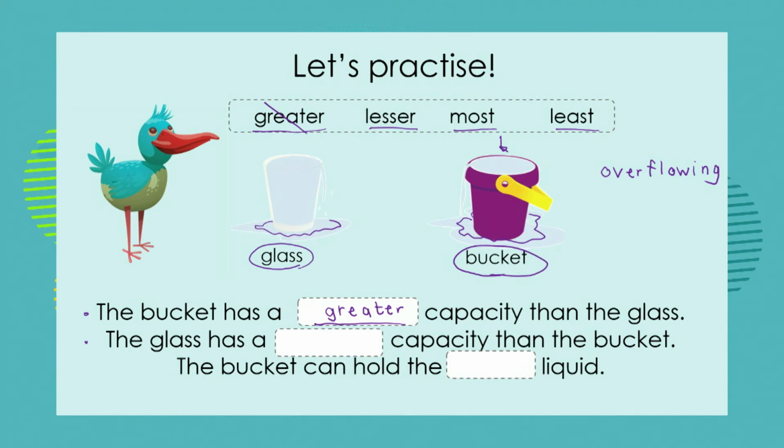The glass has a missing word capacity than the bucket. So if we look at our glass, does our glass have a greater or lesser capacity than the bucket? Yes, the glass has a lesser capacity than the bucket. This means that the glass can hold less water than the bucket.